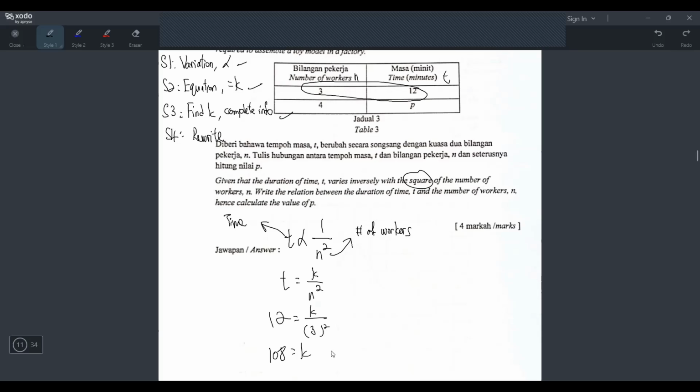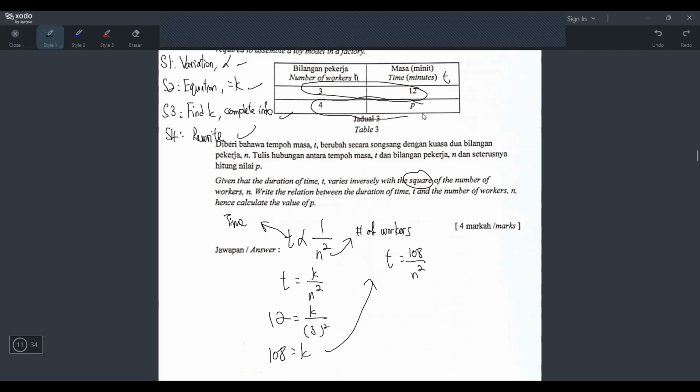And afterwards, you can rewrite. But when you rewrite, you look at this. So it will be T equals K, which is 108 over N squared. Okay. So let's press calculator in case I write wrong. Okay, correct. After I rewrite, I do until step 4 already. Now we can check what the question wants. So they want me to write the relation between time and the number of workers. Already done? This is the relation. Okay. And then calculate the value of P.